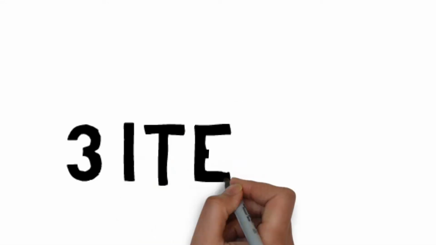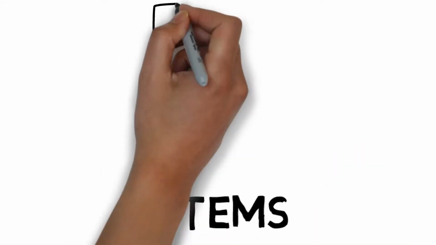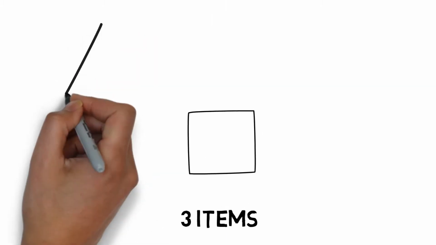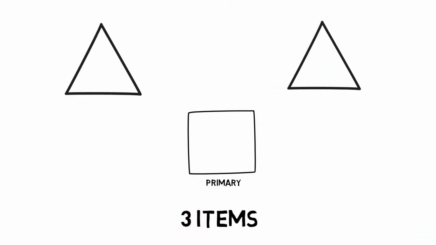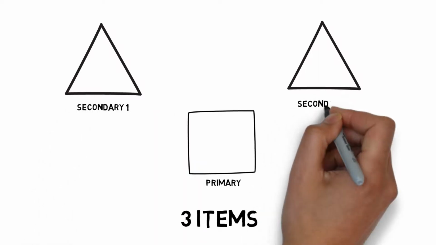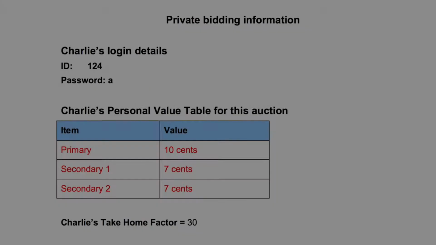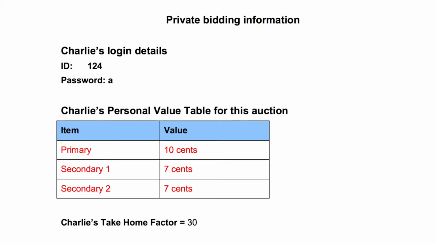We're going to run an electronic auction in which 3 items are for sale. We call these items primary, secondary 1, and secondary 2. In the experiment, each item has a certain value to you. Your personal values table will tell you the value that each item has in that particular experiment.